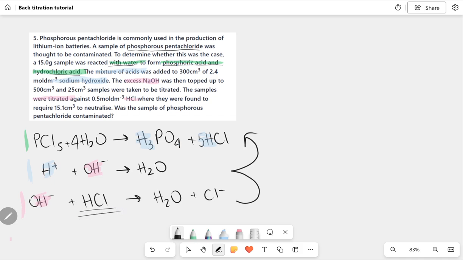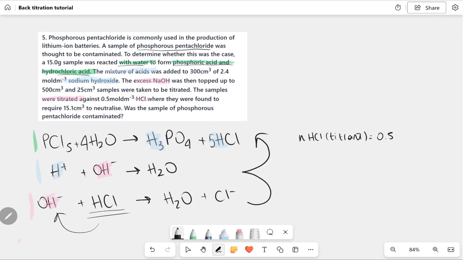We can find how much of the hydrochloric acid, so the titrant, reacted with the hydroxide. So let's do that. Remember, writing labels is extremely important. So we have the titrant, HCl, and that is equal to 0.5, which is our concentration, times the volume, which is 0.151. This is the volume of the titration.